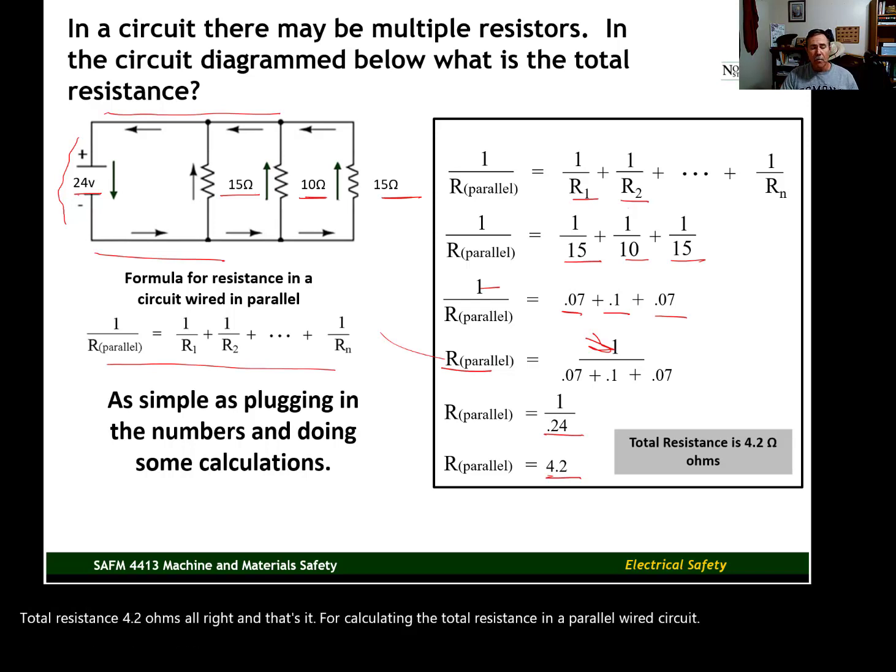This again won't be a standalone problem that you'll see more than likely, but it'll be part of another problem, and we'll work one of those problems in subsequent tutorials.